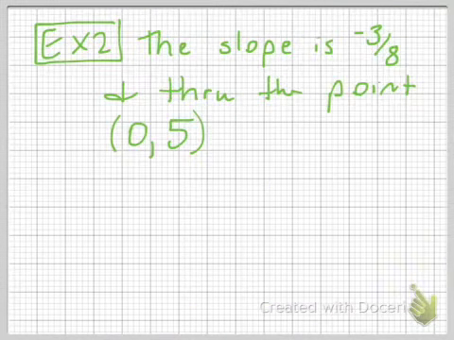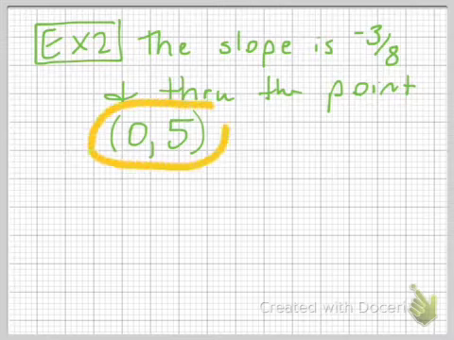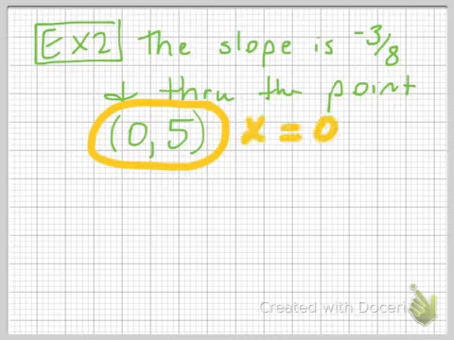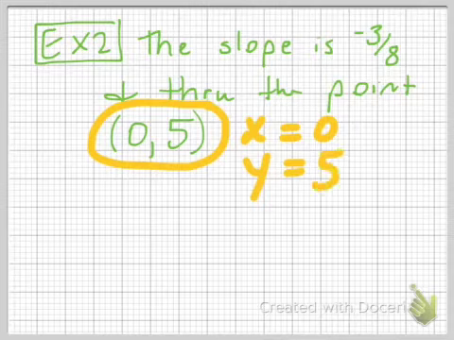It's a little more complicated when we're asked to write the equation of the line, as we are in example 2, given that the slope is negative 3/8 and the line goes through the point 0, 5. This is less scary when we remember that when we're given a point where the x-coordinate is 0, that means that the y-intercept is the y-coordinate 5.